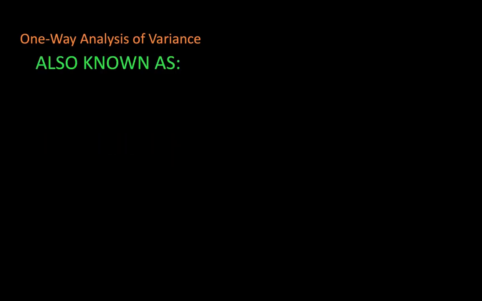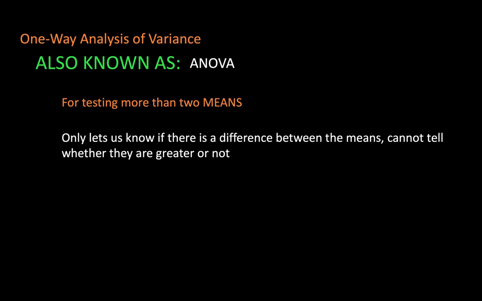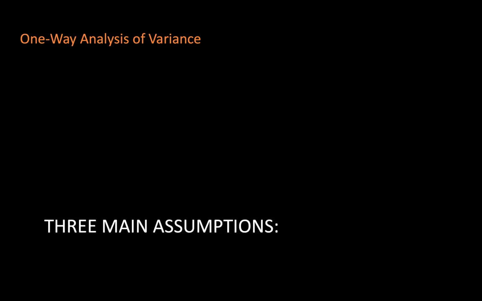So number 4, we have one-way analysis of variance, also known as ANOVA. This is for testing more than 2 means. It only lets us know if there is a difference between the means, but we cannot tell whether they are greater or not. For instance, if you have 3 means, it's hard to tell whether one is greater or smaller than another, but we can tell if there is a difference between the 3 means and if that difference is significant.